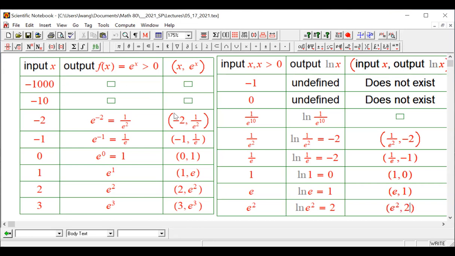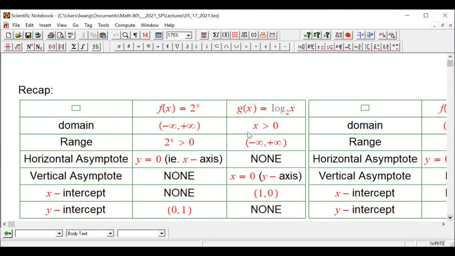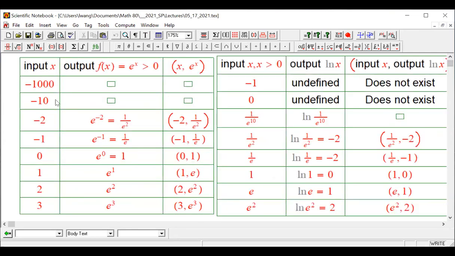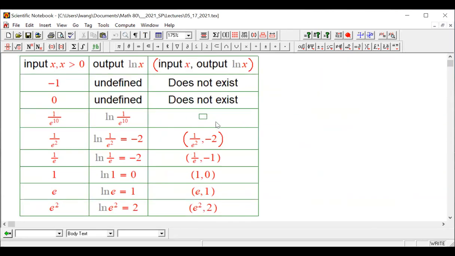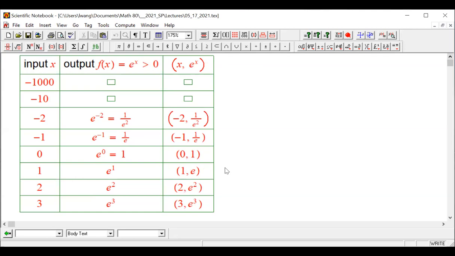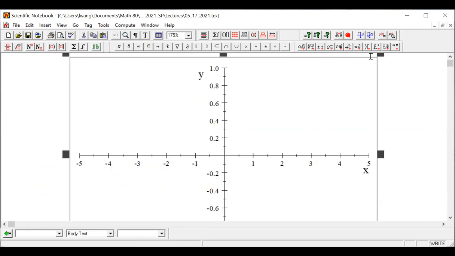And we're ready to plot the points. We're going to plot all of these points first. So I'm going to push that table to the side. Now we're just going to do this table. We start the rectangular system.